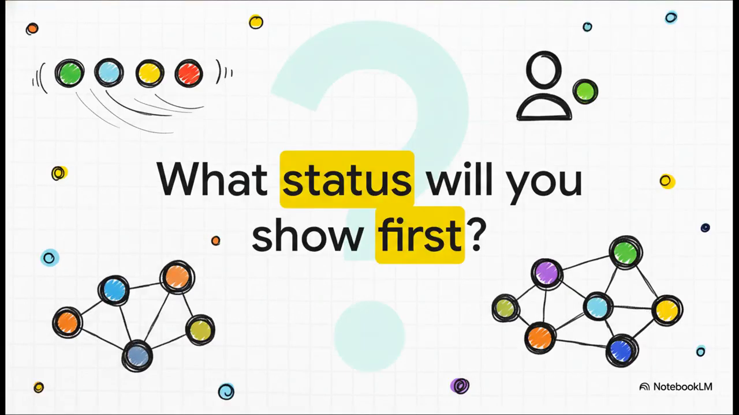So that brings us to you. I want you to think about your own apps. Where could a simple little dot make a huge difference? Maybe it's showing user presence, or message status, or system health. What's the very first status you're going to use this for?